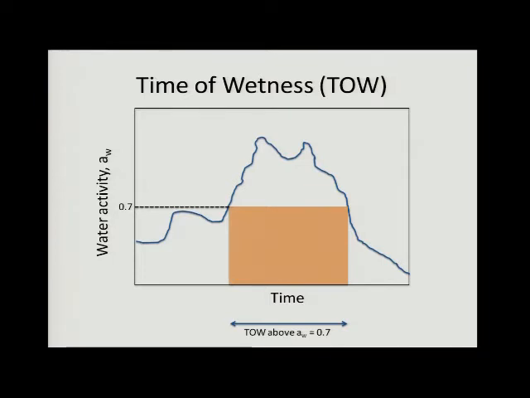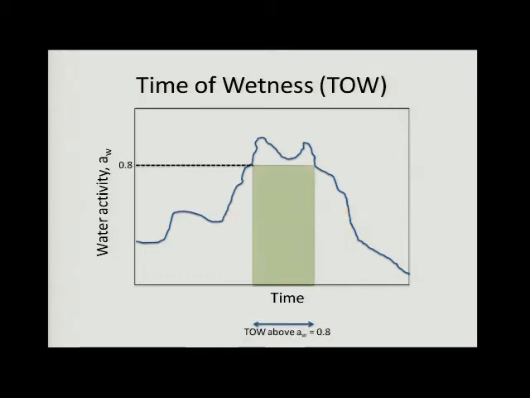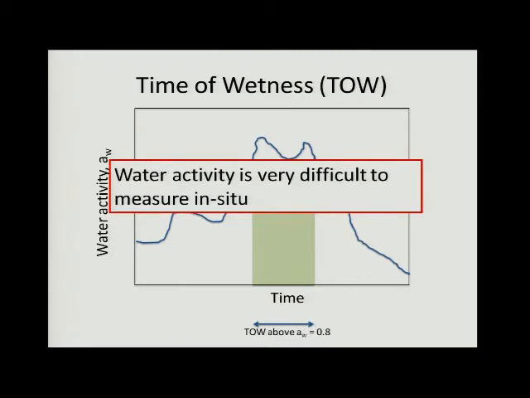If instead we have a different microorganism that requires a water activity of 0.8 to proliferate, it's going to have a shorter time of wetness. And I like this time of wetness concept for a lot of reasons, but one of it is it gets at the dimension of how long things are staying wet. And that's gonna be important in a second.